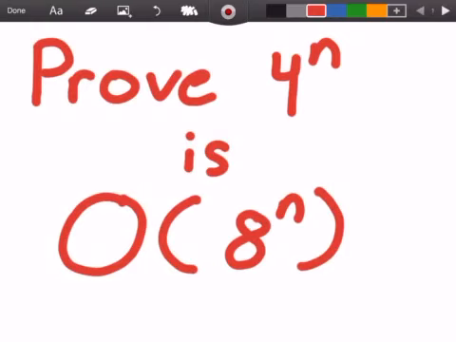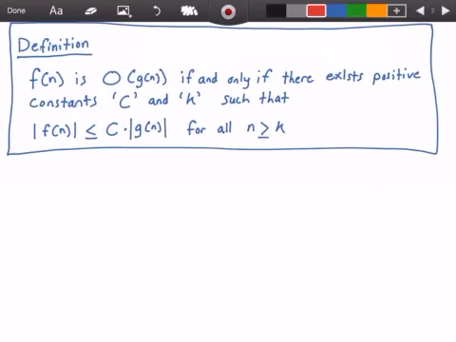So here we want to prove that 4 to the power of n is big O of 8 to the power of n. So let's get started by first looking at the definition for big O.